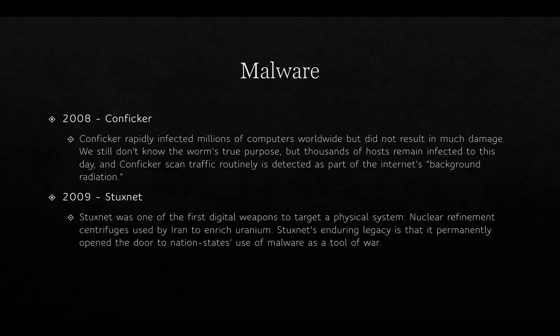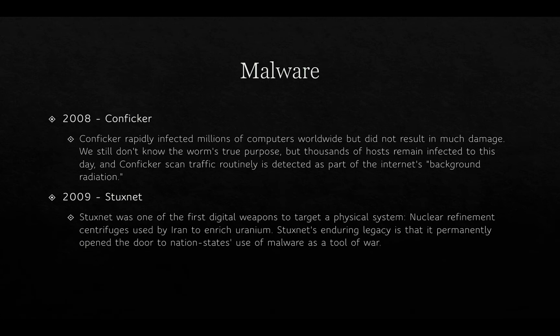In 2008, we saw Conficker, which infected millions of computers worldwide, but didn't result in much damage. And we still don't know the worm's true purpose, but thousands of hosts remain infected to this day. And a Conficker scan routinely is detected as part of the internet's background radiation or background noise. As I mentioned before, Stuxnet was one of the first digital cyber weapons to target a physical system. And in this case, it was nuclear refinement centrifuges used by Iran to enrich uranium.